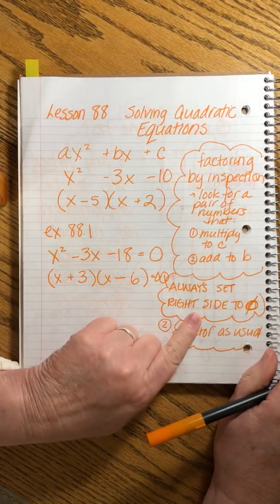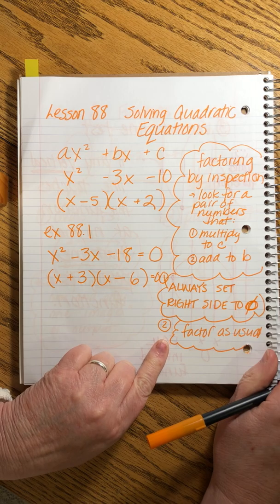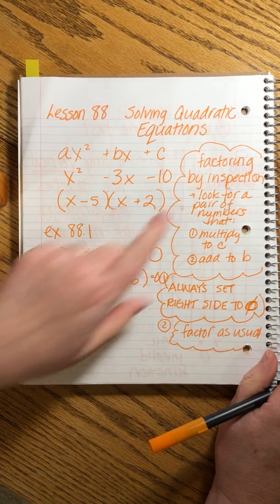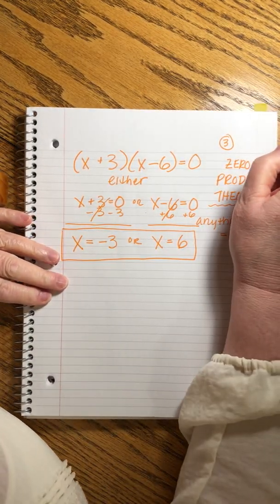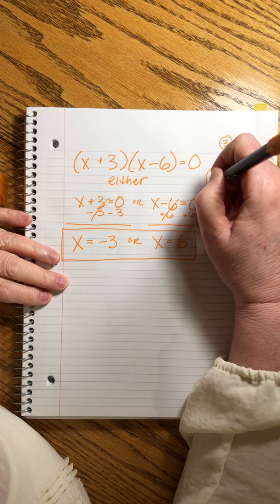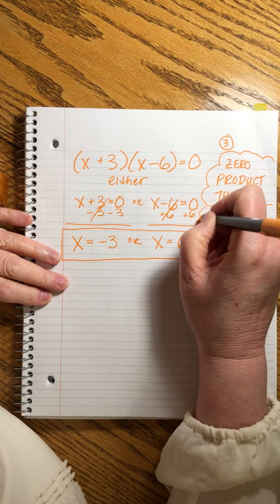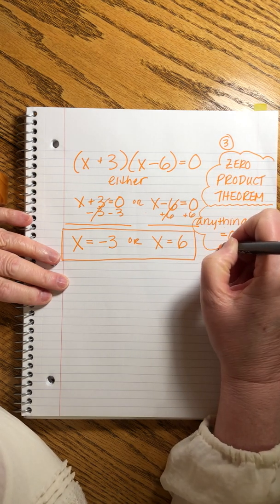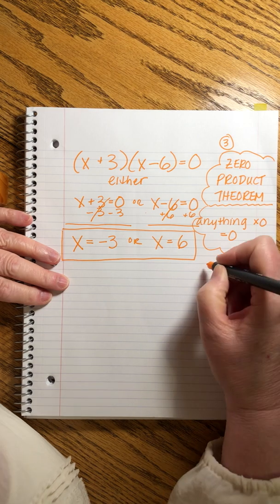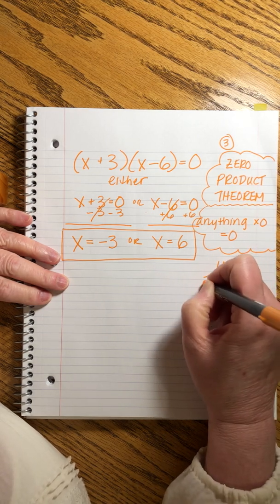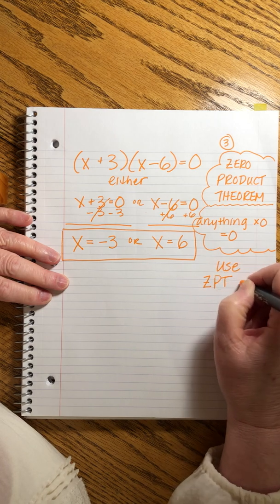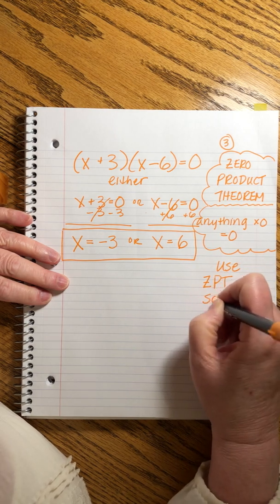Let's see, so step 3, right? Step 1 is set the right side to 0. Step 2 is factor as usual using inspection. Step 3 is to use the zero product theorem, which is this. And the actual step is to use the zero product theorem to solve for x.